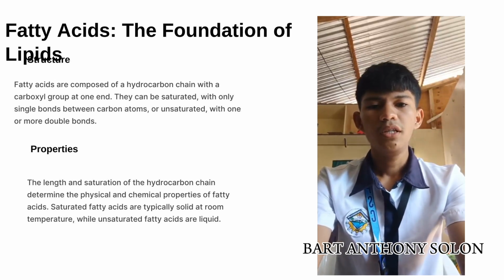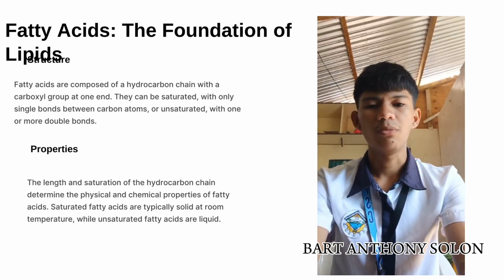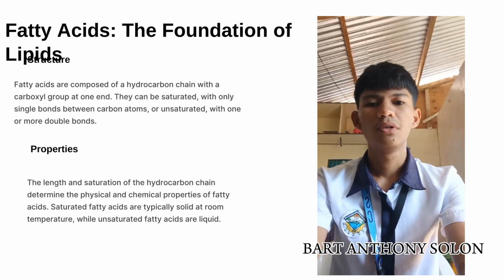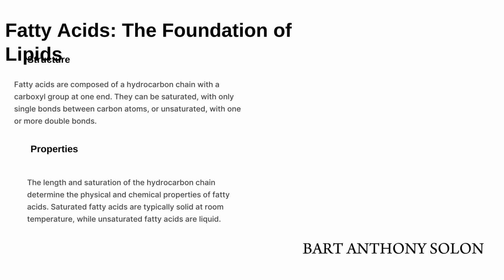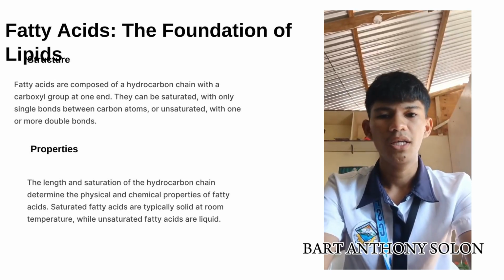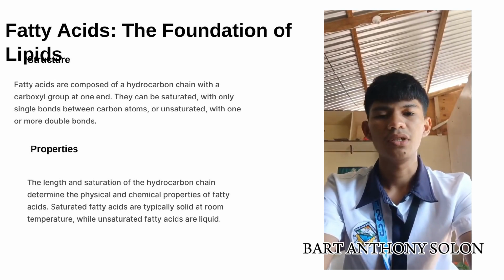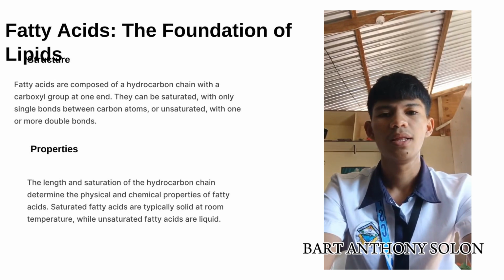Now, the key difference, the types of bonds between carbon atoms. Saturated fatty acids. These have only single bonds between carbon atoms, creating a straight, saturated chain. Think of butter, solid at room temperature. Unsaturated fatty acids. These have at least one double bond between carbon atoms, causing a kink or bend in the chain. Think of olive oil, liquid at room temperature. The length and saturation of the fatty acid chain greatly influence its properties, affecting how it behaves in our bodies and in the environment.